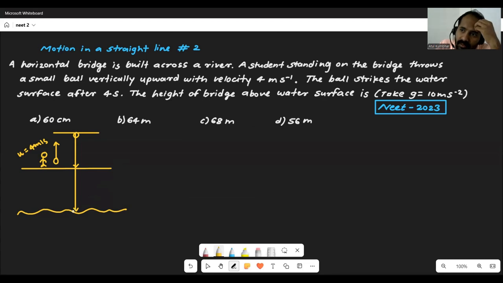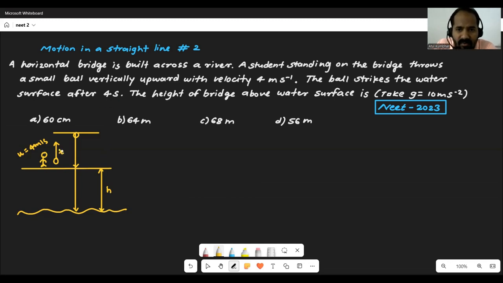So here it falls, and what they're asking is the height of the bridge. They're asking us this height of the bridge above the level of the water. And what have we been given? The total time, meaning from when it was thrown from here until the ball fell into the water, whatever the time is, that is given: 4 seconds. So the total time is given, that is 4 seconds.